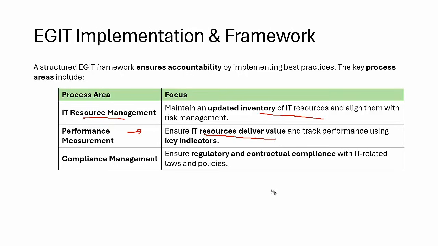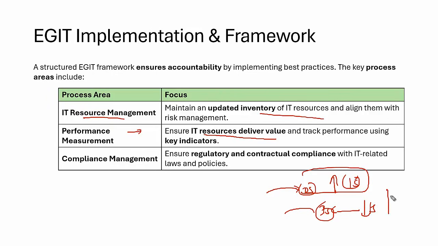Let's say, for example, after introducing digital services, the revenue increased by 15%. This is a very good metric which shows how IT is creating value. Or, by introducing information security controls, we were able to reduce breaches by 15%, which increased customer trust by 15%. This is a good metric. So we need to introduce metrics by which we demonstrate how effectively the resources are being managed. And third, compliance management ensures regulatory and contractual requirements are met with IT-related policies, because some regulations require that you demonstrate your IT controls and all that.